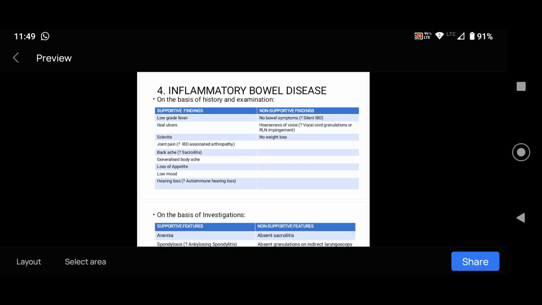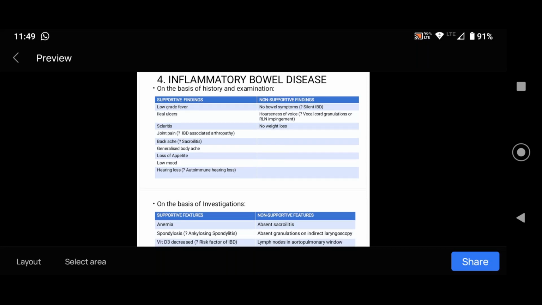When we were thinking of the history, the supportive findings were that this patient has 1 year of low-grade fever. The patient also had ileal ulcers, which happened 6 years back. We don't know the reason why. The patient has scleritis, which goes a lot in favor of such autoimmune and granulomatous conditions. Crohn's disease is very commonly associated with uveitis and scleritis. Even ulcerative colitis is also associated to some extent.